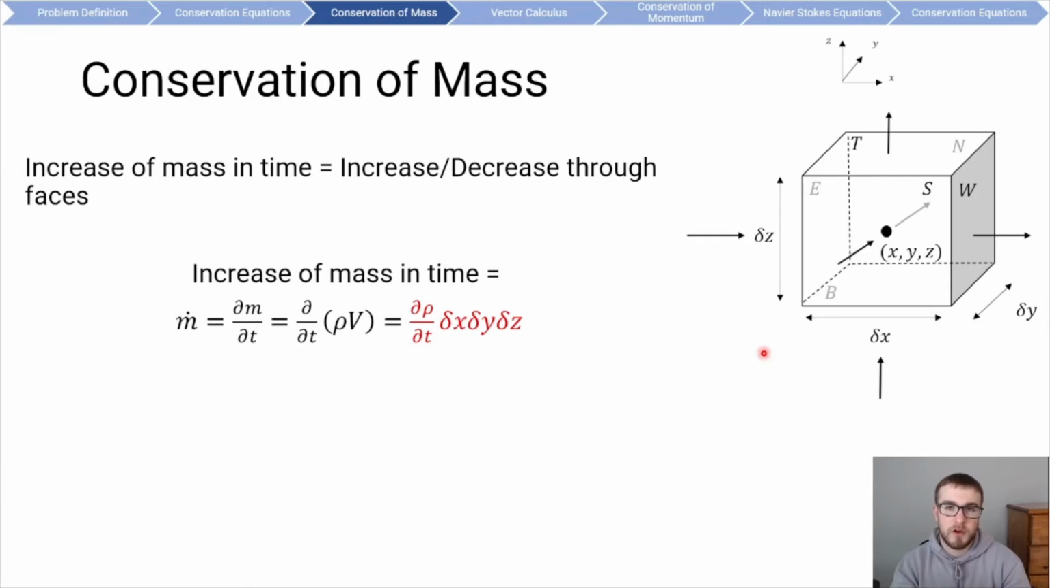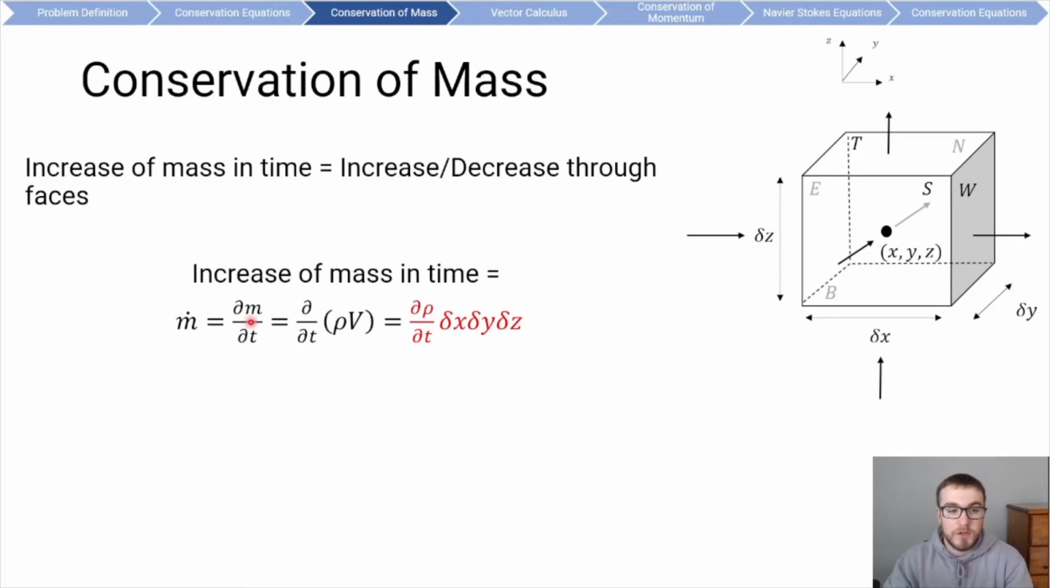So for the conservation of mass, since we know in our fluid element here that no mass can be created or destroyed, we know that if there is an increase in mass in time, that has to equal the mass that increased or decreased through the faces. So this right here is essentially a statement of the conservation of mass. If we have any increase in mass in time, that has to equal the increase/decrease through the faces. Mass cannot be created or destroyed in our fluid element. So determining an expression then for the increase of mass in time, that's simply equal to m dot, or dm dt, partial m partial t I should say.